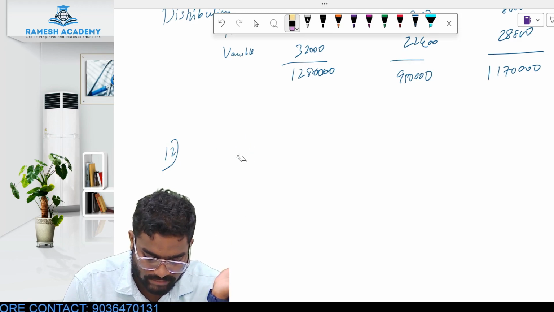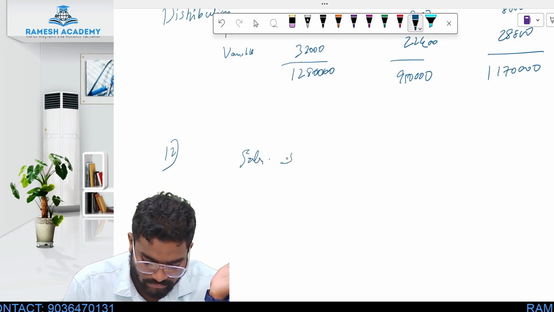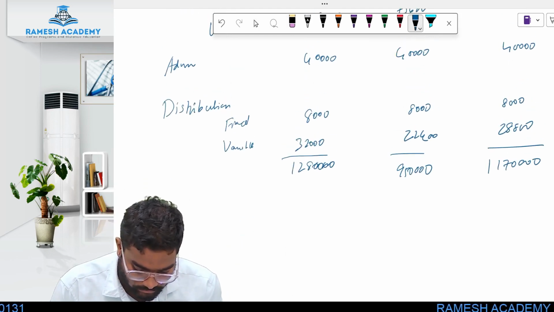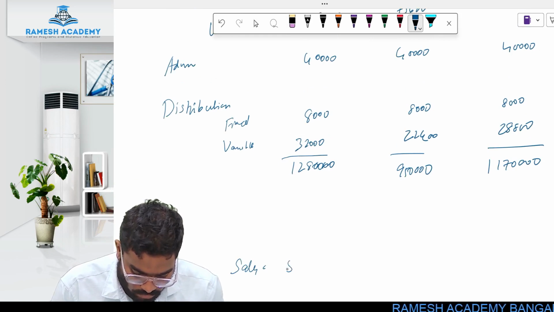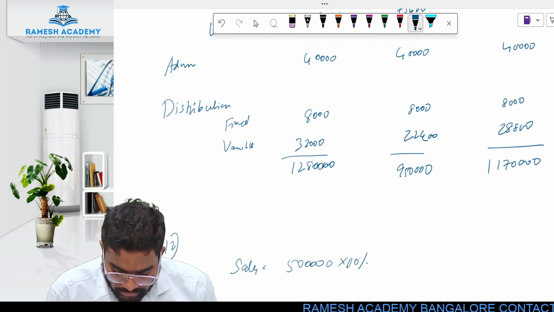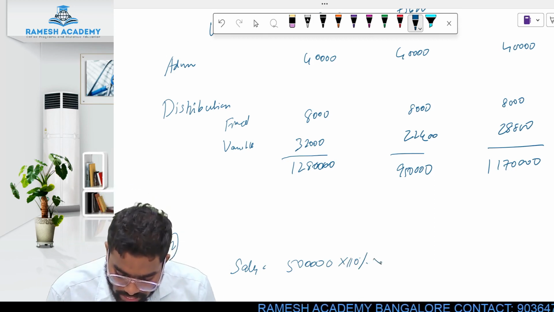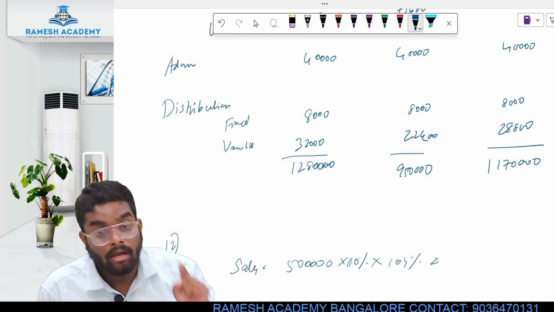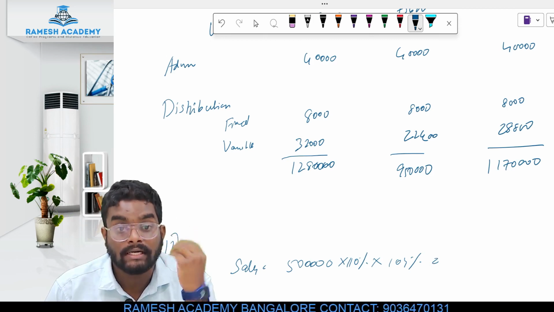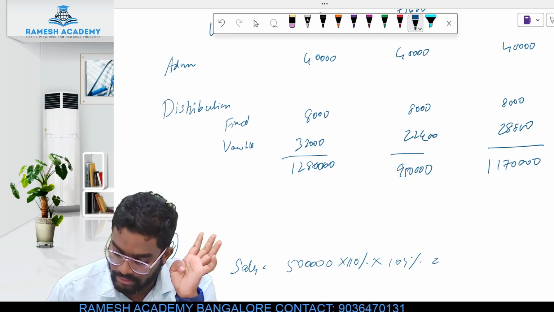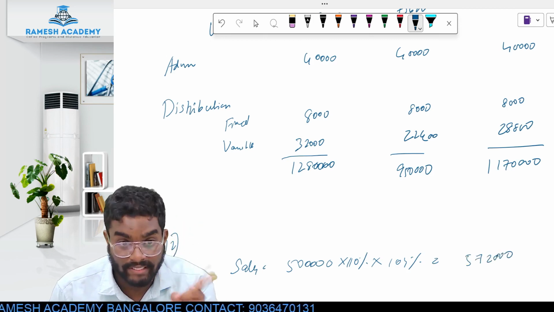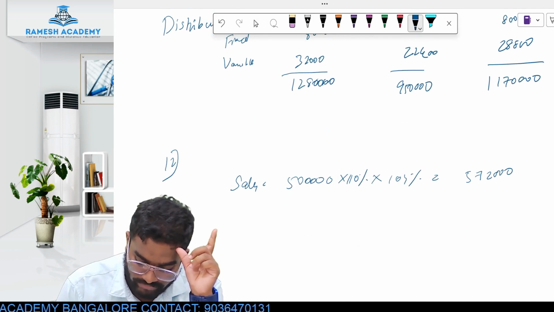As usual, income statement, sales, be careful. So there are 2 increases in sales. How? 5 lakh into 110%, because 10% is volume increase and 4% is the price increase. So we have to take it as 2 times. So 5 lakh into 110%, which is 10% increase in the volume and 4% increase because it is increasing in the price. So sales will be 5,72,000.